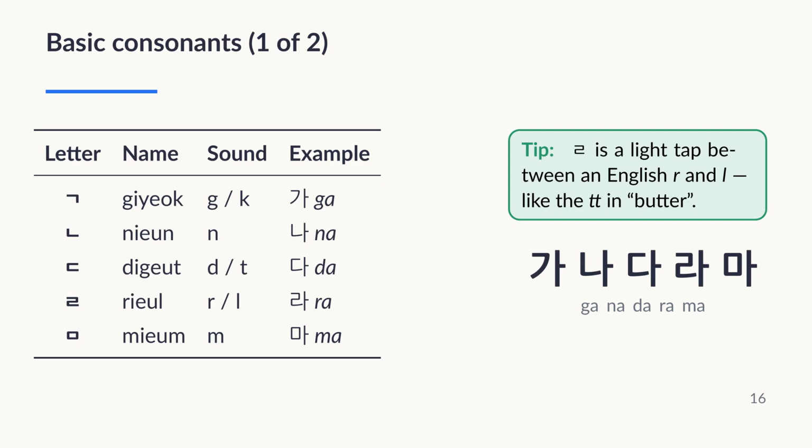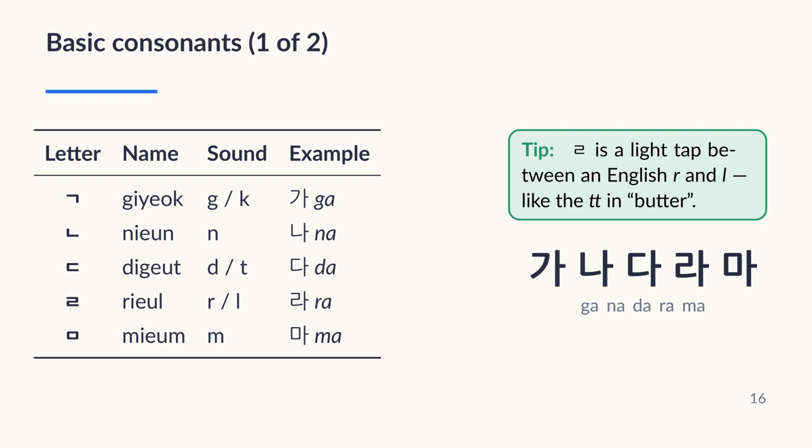Here is the first group of 5 basic consonants, and I will read across each row. The first letter is called geok, and it makes the G sound as in go or a K sound at the end of a syllable. Our example block is ga. The second is neon, the N sound as in no, the example is na. The third is dijet, the D sound as in do or a T at the end, the example is da.